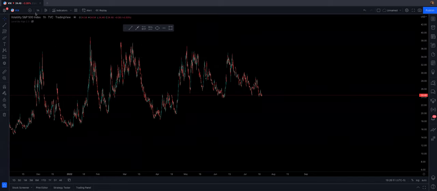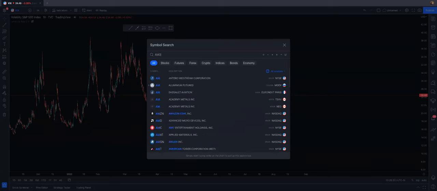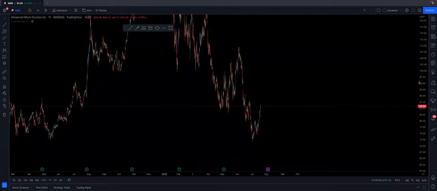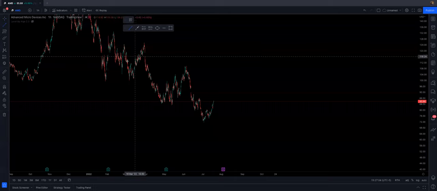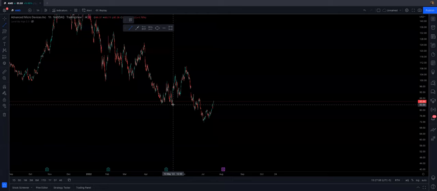So first, let's start with an easy TRENDLINE real quick. Let's just go on AMD, right? So when you're drawing TRENDLINES, like I said, the first thing you want to do is start with 3 touches. So we're looking at 3 points where price aggressively, keyword, where price aggressively reacted to.